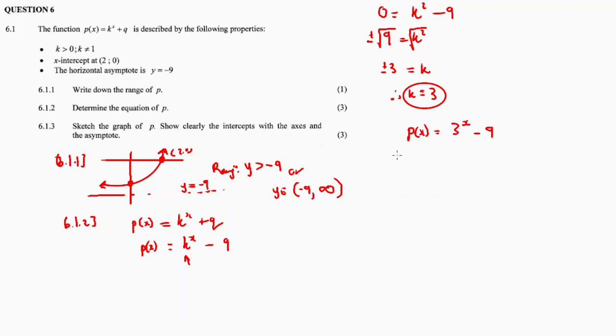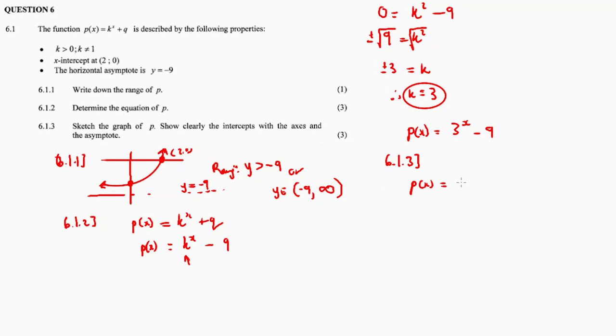Alright, now we move on to 6.1.3. We want to sketch the graph of p, showing clearly the intercepts with the axes and the asymptote. The asymptote is given. We need the y-intercept. The x-intercept is given. Since I have the equation, I can find the y-intercept.